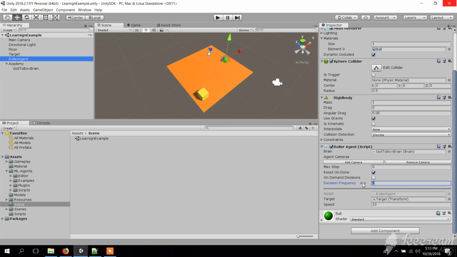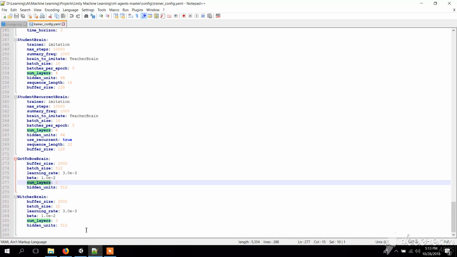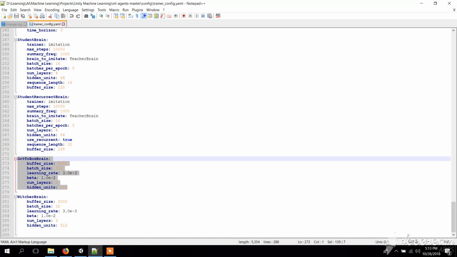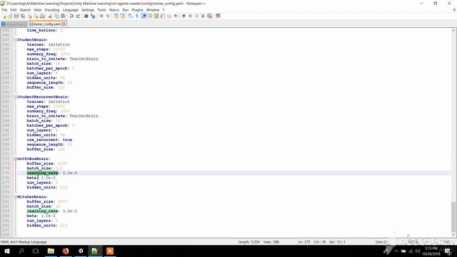The decision frequency is 5. I think this is the default value. For the brain, I have increased the stack vectors up to 6, which means the neural network basically remembers the previous 6 observations along with the current observation to make a decision. And for the actual configs of the network, I have these actual values: buffer size, batch size, learning rate, beta, number of layers, and hidden units.